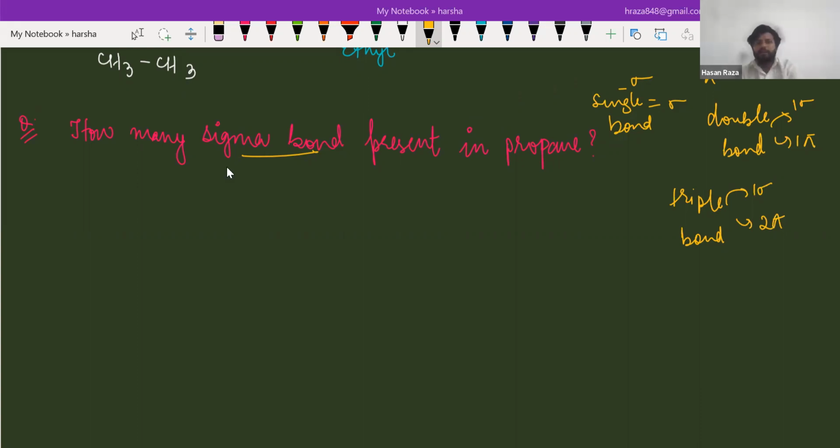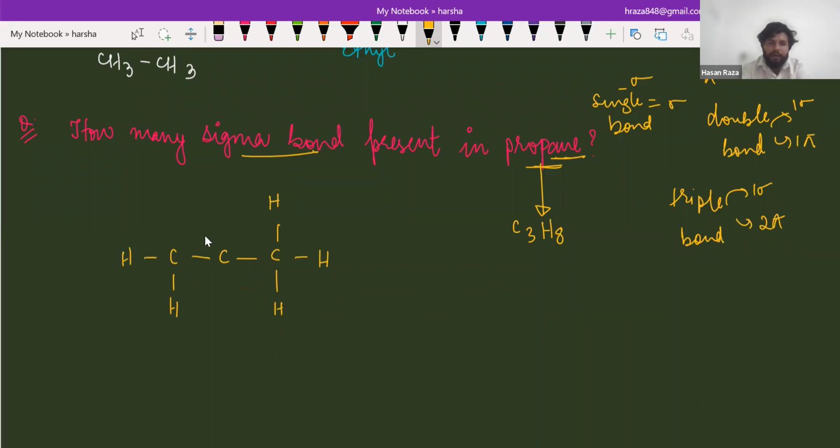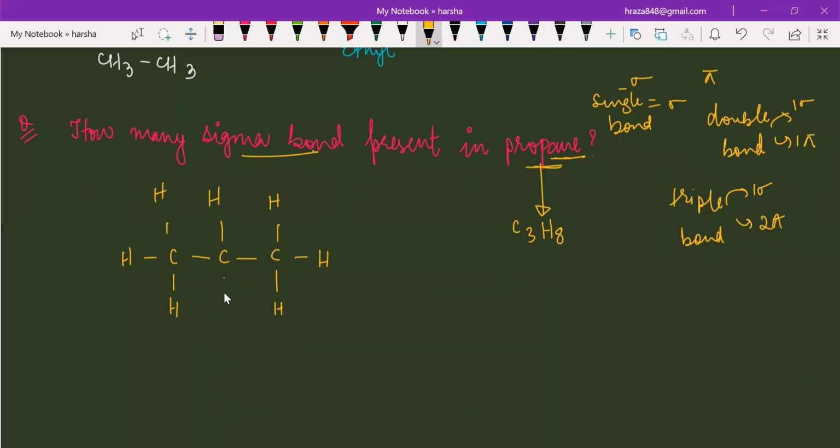Martin, are you done with this? How many sigma bonds are present in propane? First you are going to write the formula of this. Prop means 3 carbon, and the number of hydrogen will be 8. Now you are going to draw the structure of this. 3 carbon is there. All are singly bonded because it is an alkane. You divide hydrogen equally among the terminal carbons, and now we have only 2 hydrogen left.